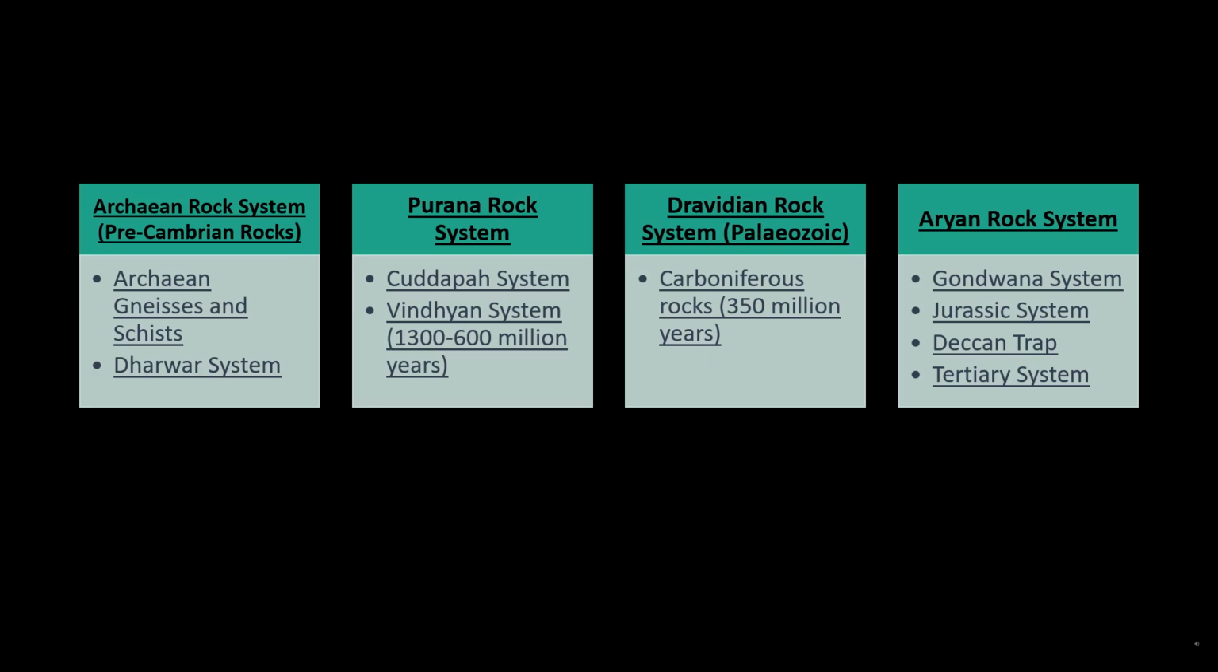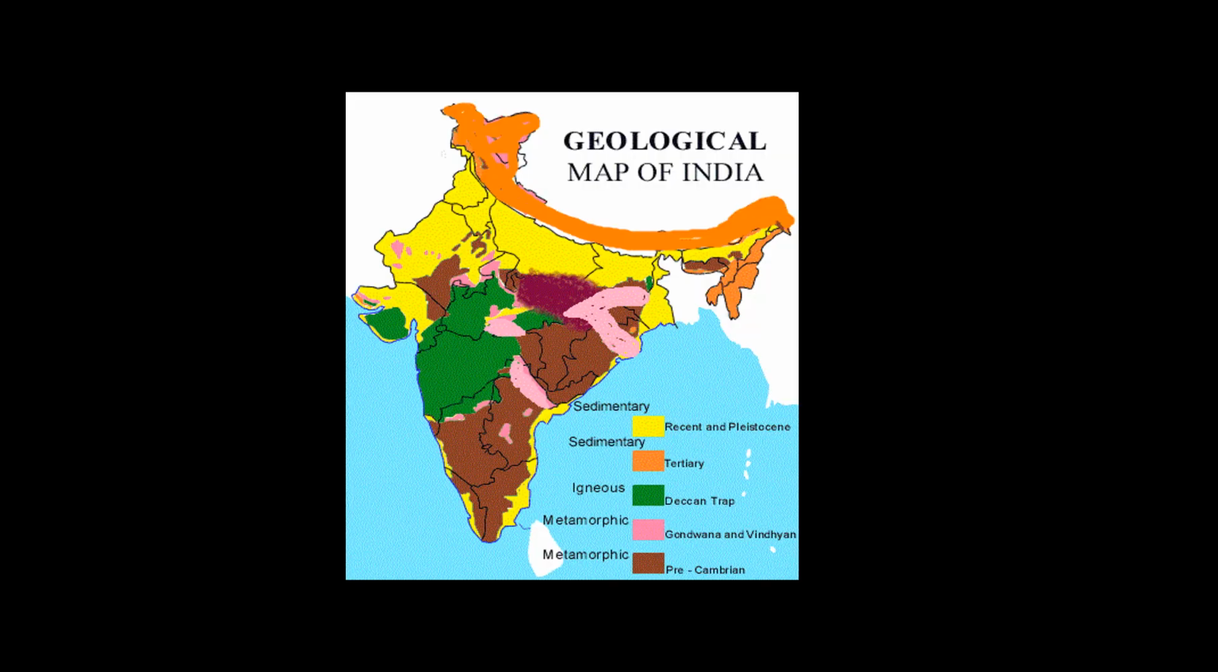Archean rock system, Precambrian rocks, Archean gneisses and schists, Darwar system. Purana rock system, Kudappa system, Vindhyan system, 1300-600 million years. Dravidian rock system, Paleozoic, Carboniferous rocks, 350 million years. Aryan rock system, Gondwana system, Jurassic system, Deccan trap, Tertiary system.